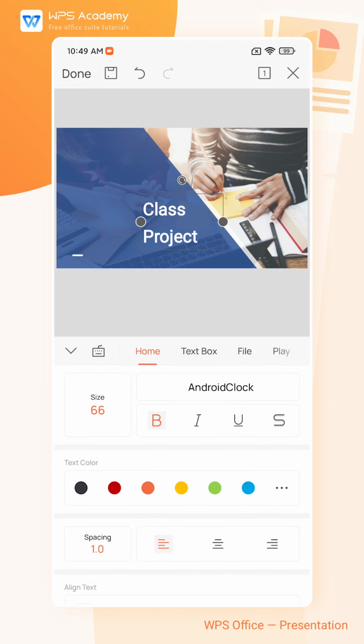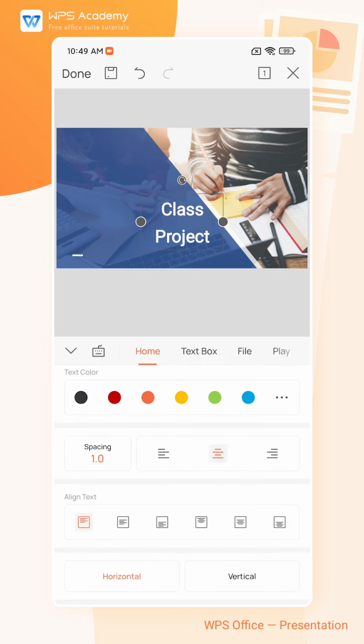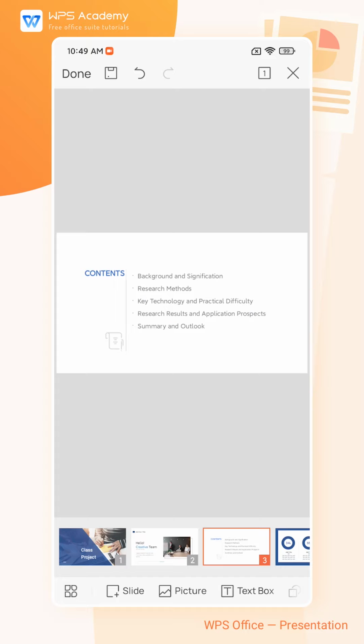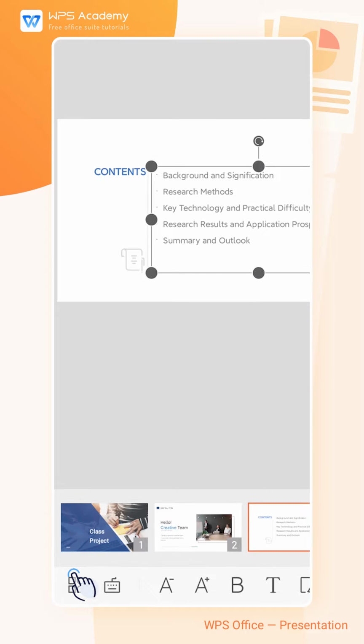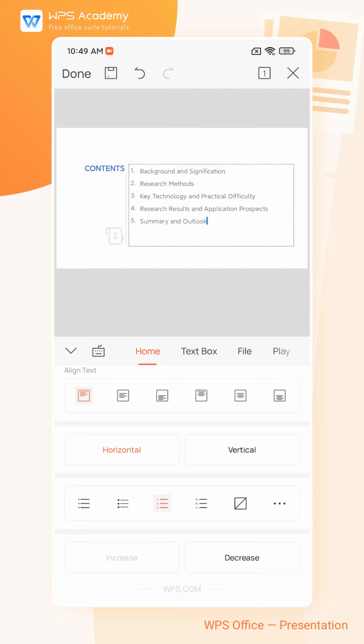You can also adjust the text spacing or alignment as needed. Surely, if you want to make the text vertical, you can click Vertical to achieve it. By the way, if you need to number the text, you can use the numbering function, which provides diverse numbering lists for selection. You can also set the numbering hierarchy by selecting the text and clicking Decrease or Increase.